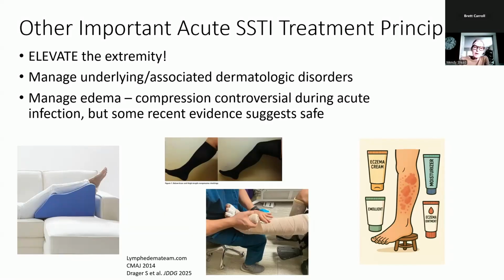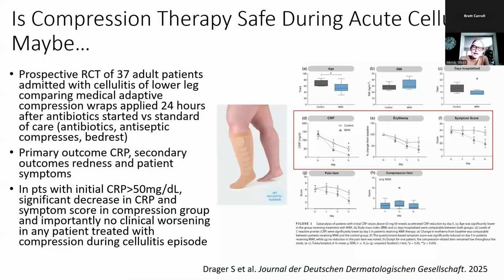And what I will tell you and wanted to show you is that there have been a couple of very small trials, which I was able to find, both published in Germany, looking at compression therapy during acute cellulitis and showing that it's probably safer than we've given it credit for over the years. This is a really small prospective randomized trial of only 37 patients who got admitted to a center in Germany with cellulitis of the lower leg, and it compared applying medical adaptive compression wraps within 24 hours of antibiotics being started versus standard of care.